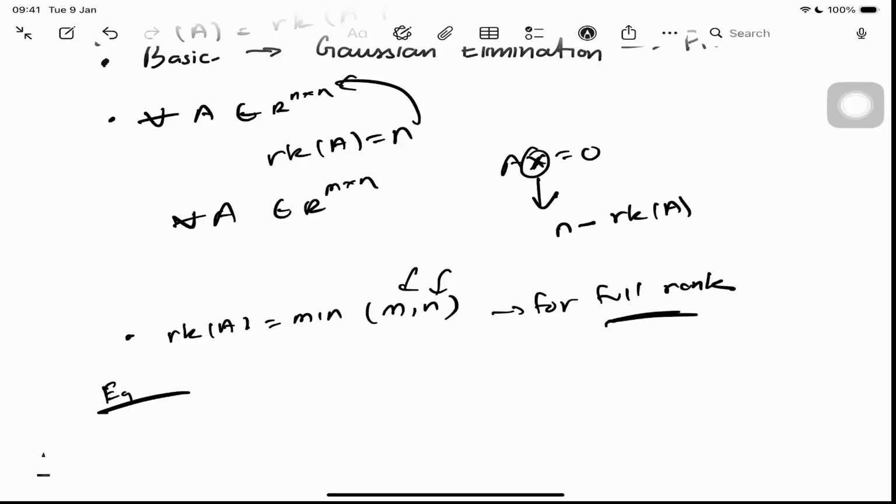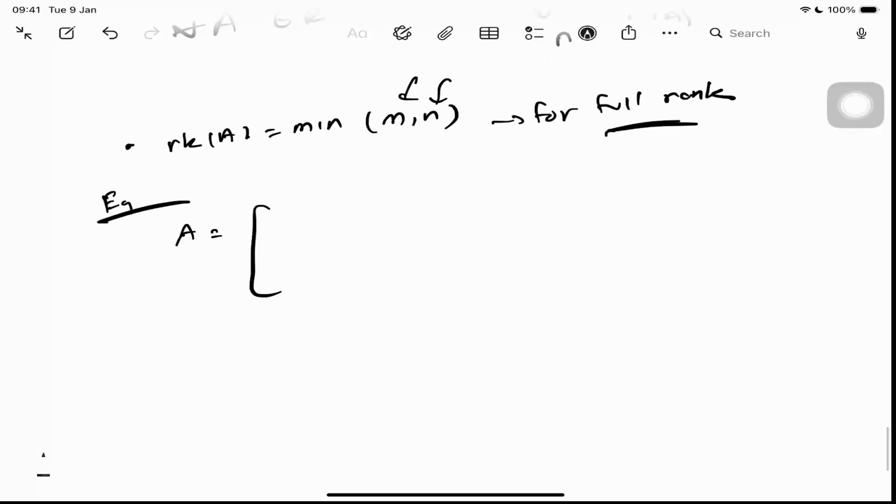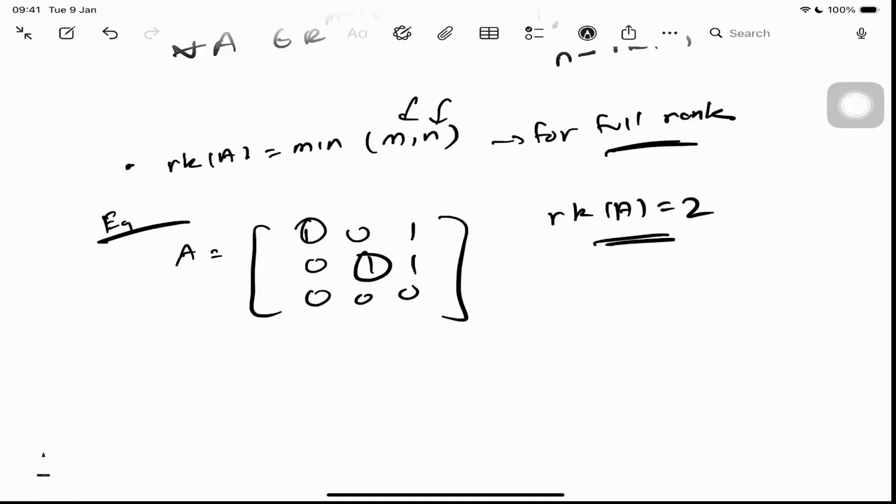For example, suppose I have A equals 1 0 1, 0 1 1 and 0 0 0. So I check the pivots. This is the pivot. This is the pivot. So in this, I have a rank of A equal to 2, and it was a 3 cross 3 matrix. Hence, it is rank deficient.